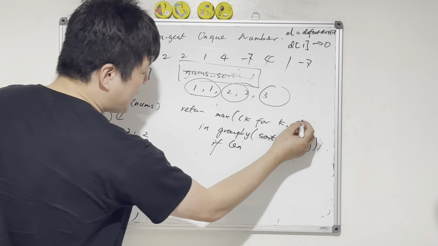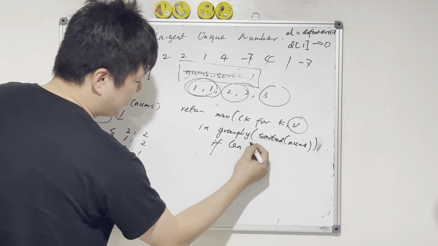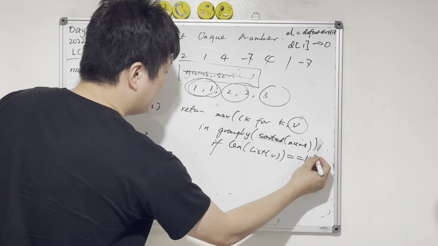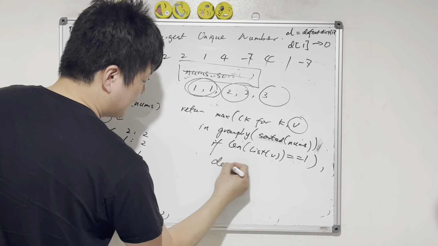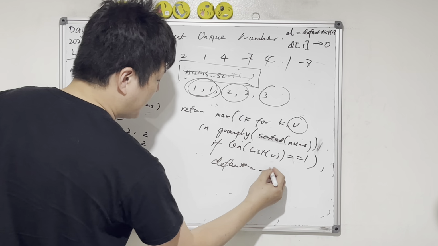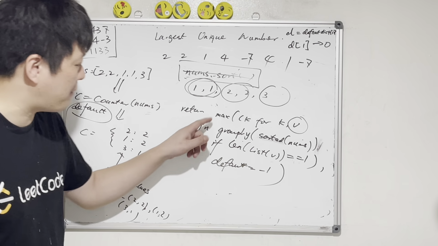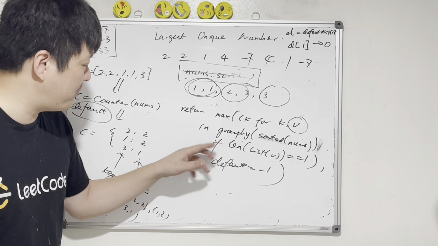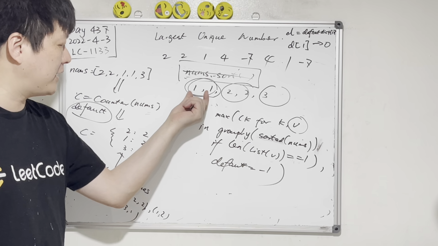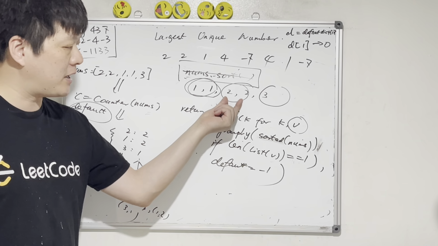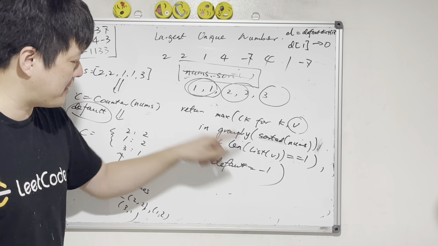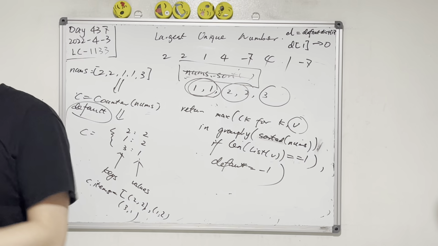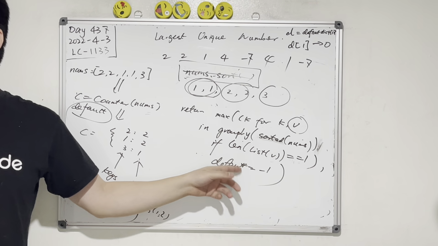For v, this is the iterator, so we convert it to a list, and then we check if the length of list v equals 1, and then default equals -1. It's quite similar. With max, I want to get the key. The key is the numbers, and v is the group of the same values. It's an iterator, so we have to convert it to a list and check the length. If it's 1, it means that it's a unique number, right?